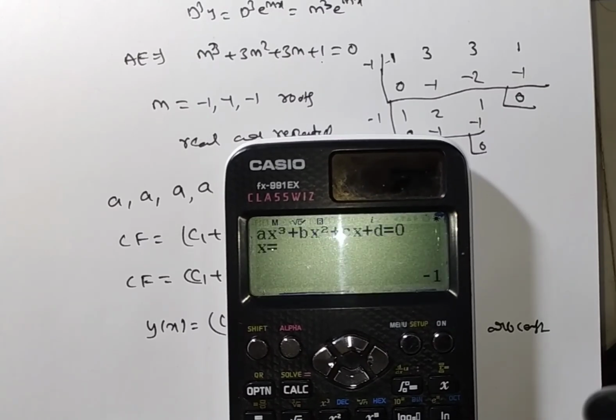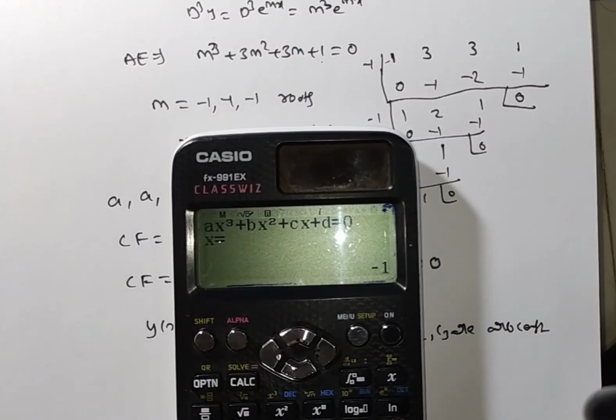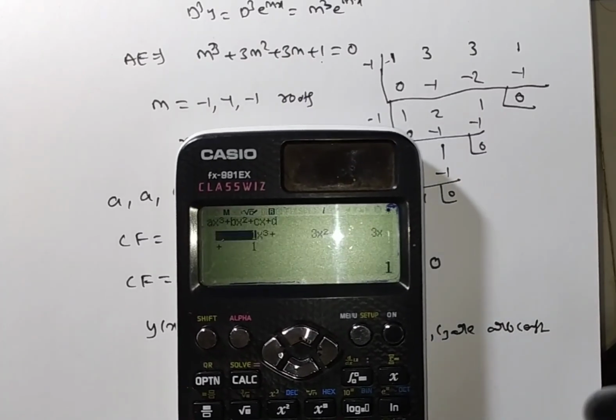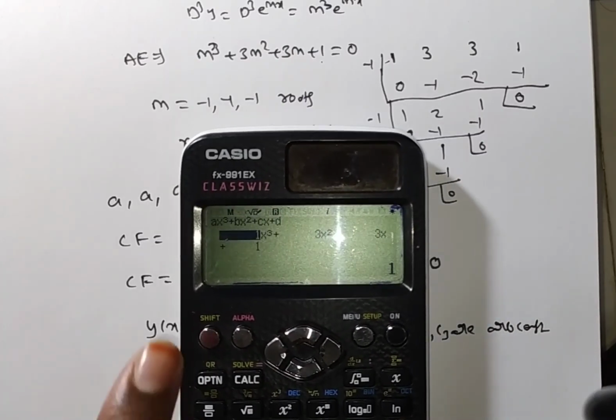You see what you have? X is equal to minus 1, x is equal to minus 1. Again you press, what is happening? You are not getting anything. This 1 is showing that the coefficient of x only. So actually how many roots does it have to show? x1 equal to minus 1, x2 equal to minus 1, x3 is equal to minus 1. But in the calculator they have given x is equal to minus 1. Nothing but the roots are repeated.